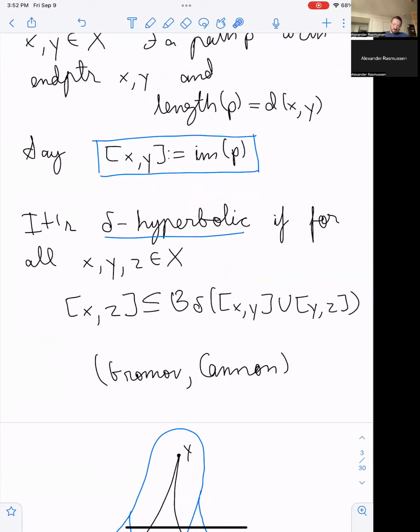So this definition was first written down, and the properties of hyperbolic metric spaces were really first codified by Gromov, but similar ideas had been kind of kicking around for a while. So Cannon had earlier studied some similar ideas.